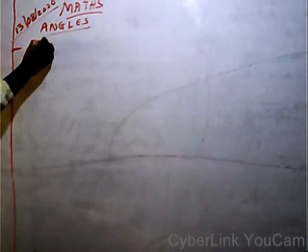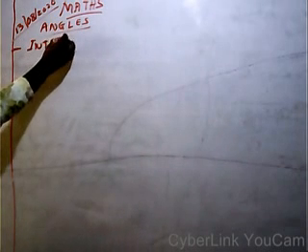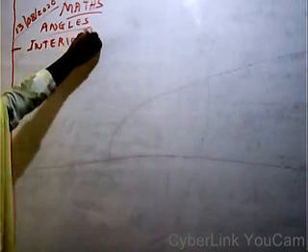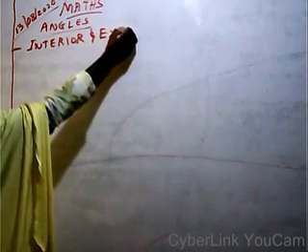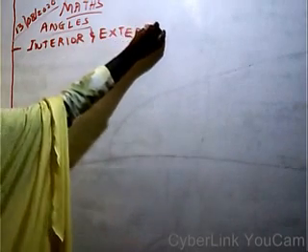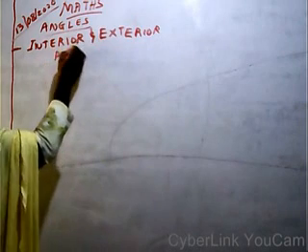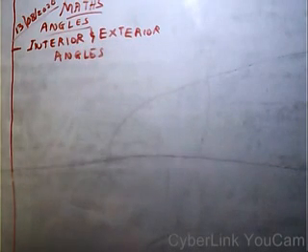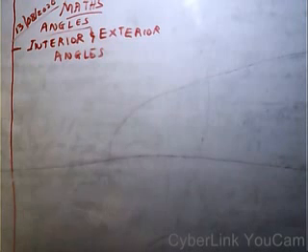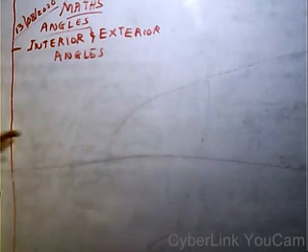Interior and exterior angles. If you have the word interior, you should know what it means. I know you have the word interior decoration. So it means that interior angle must be what? Must be inside. And when you have the word exterior, it means that exterior will be outside.